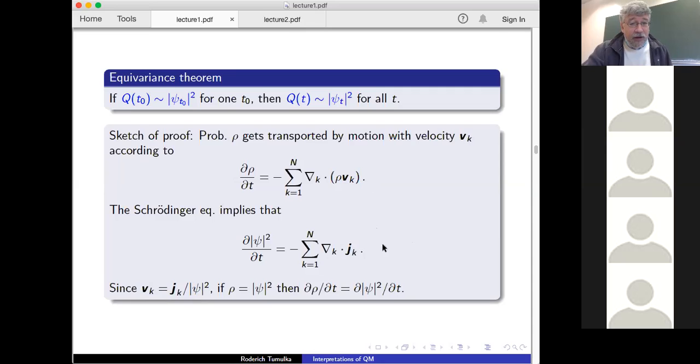So writing the J as v times psi squared, you see it's the same equation, just with rho replaced by psi squared. Now, as a consequence, if at any particular time rho equals psi squared, then it follows that the time derivative of rho equals the time derivative of psi squared. So if rho equals psi squared at any particular time, it stays equal to psi squared also at the next time step and the next and the next. From this it follows that rho is equal to psi squared at all times.